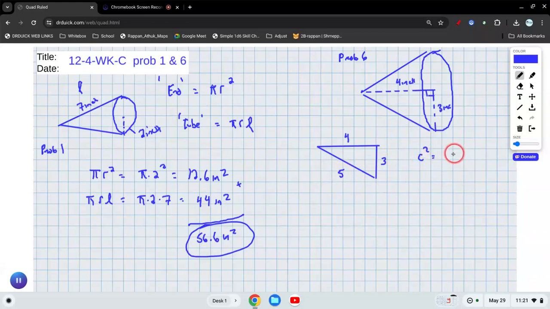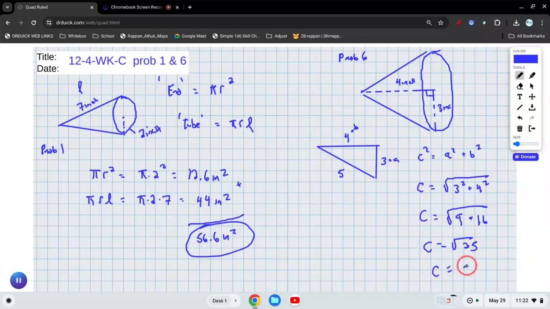C squared is going to be equal to A squared plus B squared. If I didn't know what C was, I would just make C equal to the square root of 3 squared, the little side we usually call A, and this is B, plus B squared, which would be 4 squared. 3 times 3 is 9, 4 times 4 is 16. C equals the square root of 25, which is equal to 5.